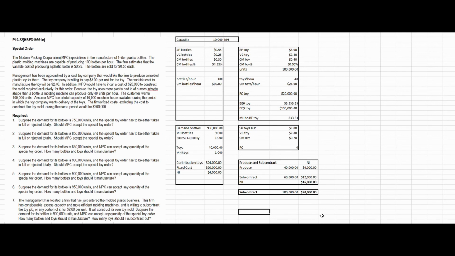So that's counterintuitive. Without actually crunching the numbers, we'd be inclined to think that, hey, we've got excess capacity, we've already paid for it, we might as well utilize it. But in this particular case, it turns out that our best option is to subcontract out the entire special order. All right, that's it.